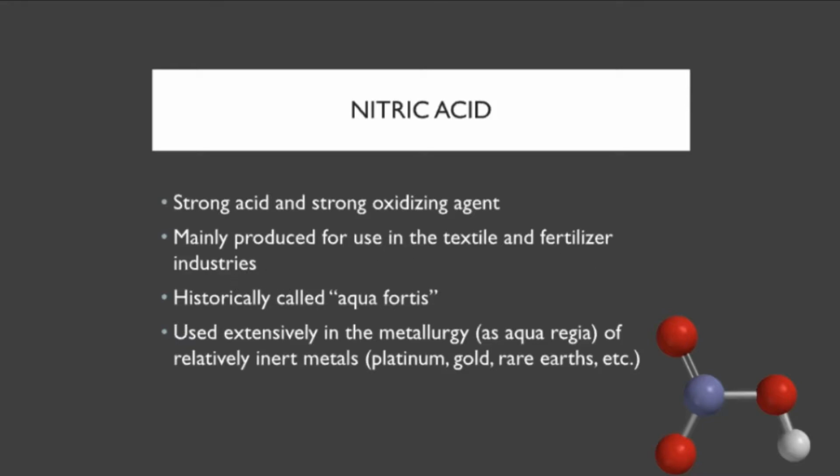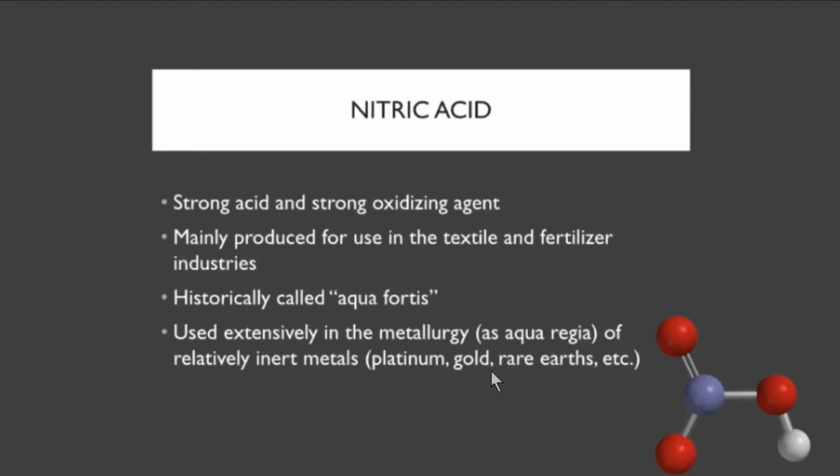In the fertilizer industry, nitric acid is prized for containing the nitrate ion, which is an ion that can be readily absorbed by plants to be used as their source of nitrogen. In the olden days, nitric acid was referred to as aqua fortis. You might encounter some old text or some old references that state that they use aqua fortis, and now you know that that is nitric acid. Nitric acid is used extensively in the metallurgy of relatively inert metals such as platinum, gold, rare earth metals, and other metals that are not dissolved by common acids such as hydrochloric acid or sulfuric acid.